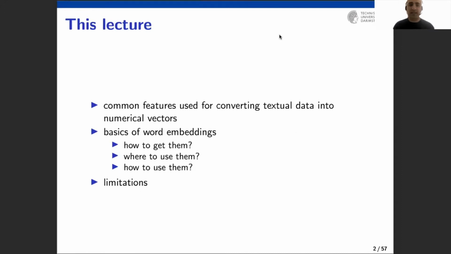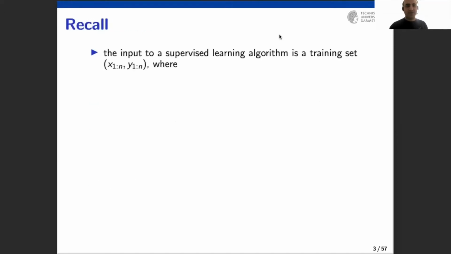In this lecture, we mainly talk about common features used for converting textual data into numerical vectors. And then we discuss basics of word embeddings, or embeddings in general. We will see how we can get these embeddings, where we should use them, and how to use them. And at the end, we will see some limitations of existing word embeddings, which are still open for further research.